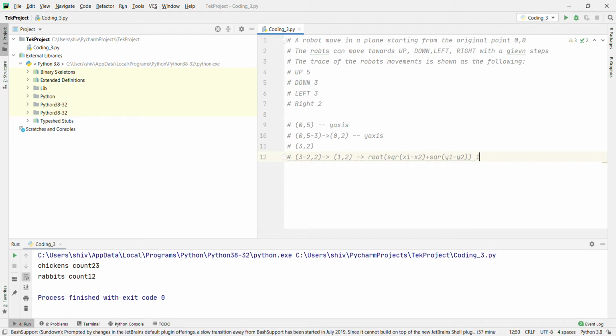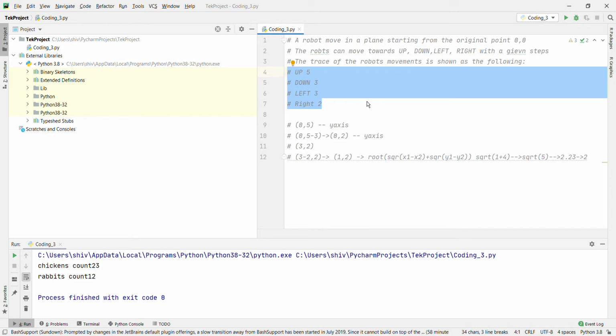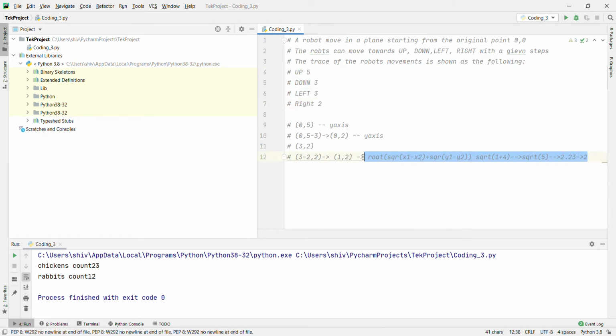That is basically the square of 1, which is 1, plus the square of 2, which is 4, and then the square root of this. The square root of 5 is close to 2.23. But when you convert it to an integer, that is 2. This is what we are trying to achieve from the code. The input we are passing is up 5, down 3, left 3, and right 2, and the output we are expecting is 2.